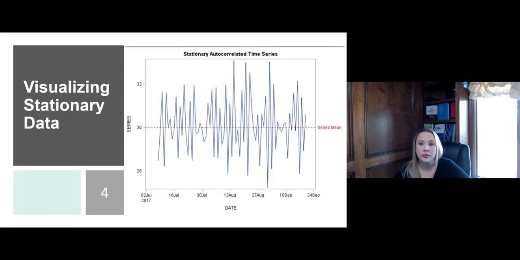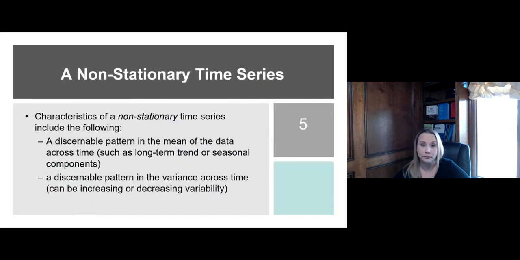So this is a visual for stationary data. Here we have a constant mean of 30, and we can see that it's random about that mean of 30. You can also see that the variance is constant. Therefore, this meets the criteria for a stationary data set.